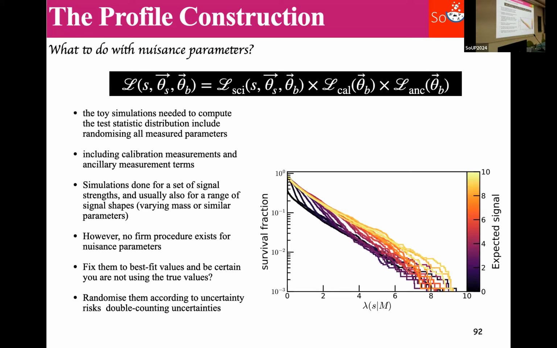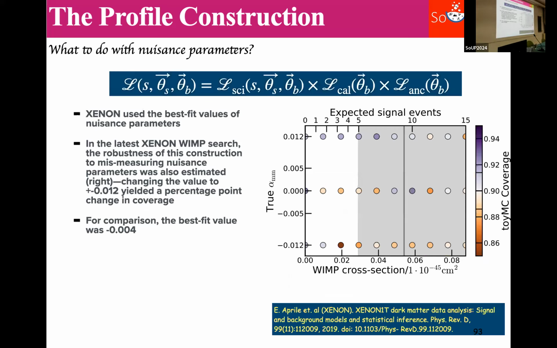If you think your method is resistant enough against nuisance parameters, that's good, you're done. However, you should try to test. I don't think there's a firm procedure for checking it, but you could, for example, fix them to best fit values, being certain you're not using the true values. You could randomize them according to the uncertainty. But I think the best is to just check how vulnerable you are to these. So this is an example from XENON1T again, where we had a parameter that was called the signal-like mismodeling term here. And we checked here, this was the one that was used for our NEMA construction, right?